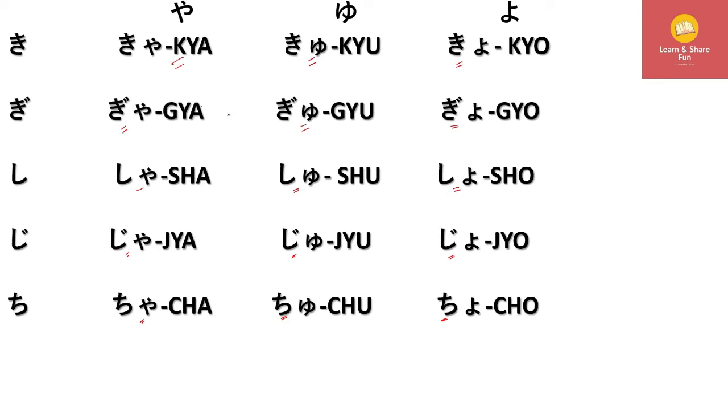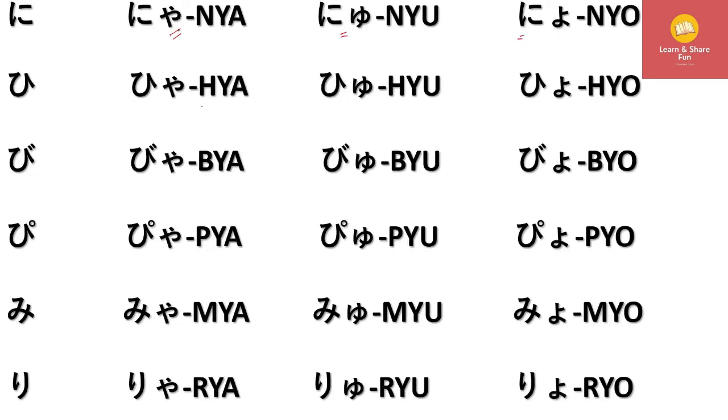Now let's move to the next slide and learn some more new contracted sounds. This one is nya, nyu, nyo. Here, hya, hyu, hyo. Bya, byu, byo. Pya, pyu, pyo. Mya, myu, myo. Rya, ryu and ryo. Now let's learn some words related to the contracted sounds.